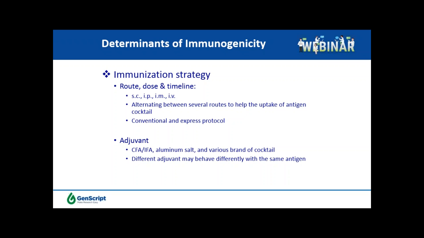In addition, alternating injection sites will not only help the animals to uptake the antigen, but also alleviate any post-injection symptoms, such as lumps. In terms of the frequency, the conventional immunization schedule is usually 3-4 shots altogether with 2 weeks in between. GenScript Express protocols only take about 2 weeks, greatly reducing the timeline. However, there are concerns that this Express strategy generates low affinity antibodies since the natural antibody maturation process takes longer than 2 weeks.